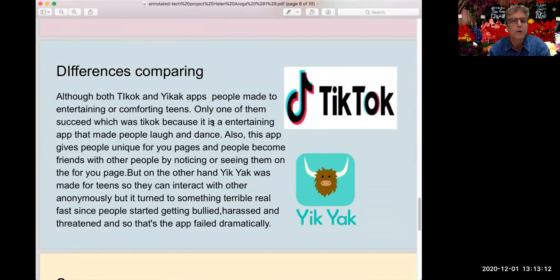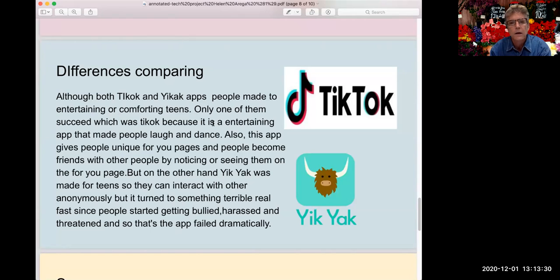Differences comparing. Although both TikTok and Yik Yak apps are made for entertaining or comforting teens, only one of them succeeded, which was TikTok, because it is an entertaining app which made people laugh and dance. Also, this app gives people a unique For You page, and people become friends with other people by noticing or seeing them on the For You page.